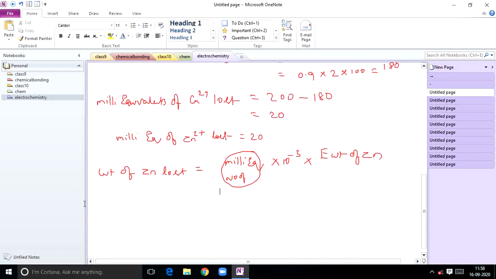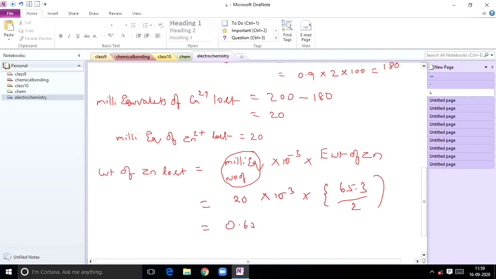So what formula I have used? Number of milliequivalents of zinc is equal to weight of the zinc divided by equivalent weight of zinc. In terms of milliequivalents, 10 power minus 3 we have to take here. So here 20 into 10 power minus 3 into equivalent weight of zinc, atomic weight how much? 65.3 by valency 2. Equivalent weight is equal to atomic weight by valency. How much you will get? 0.655 grams. So that is the weight of zinc lost during the experiment.